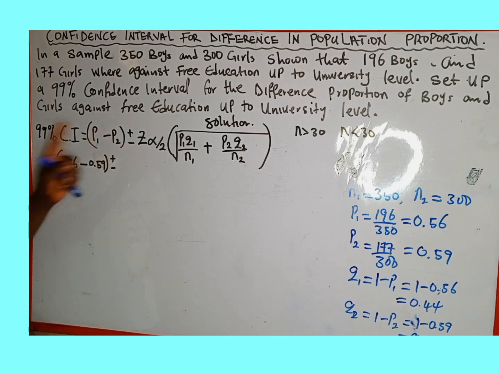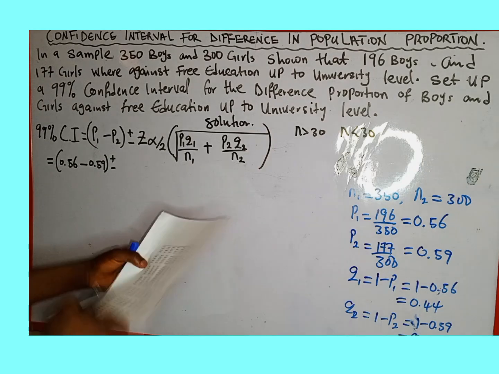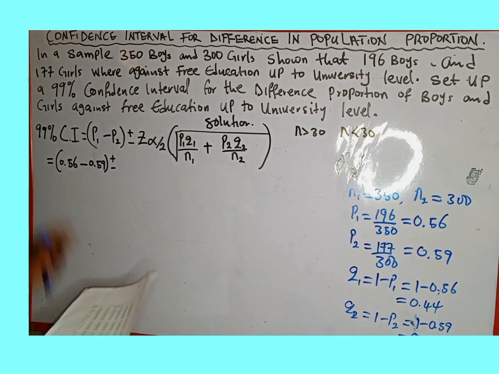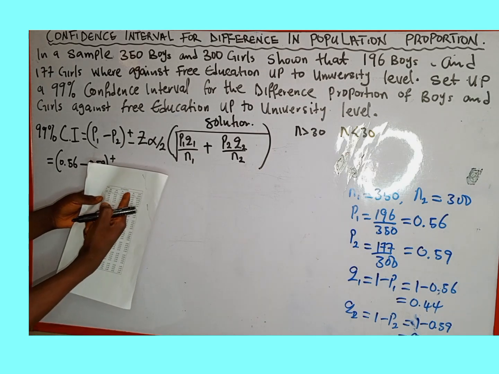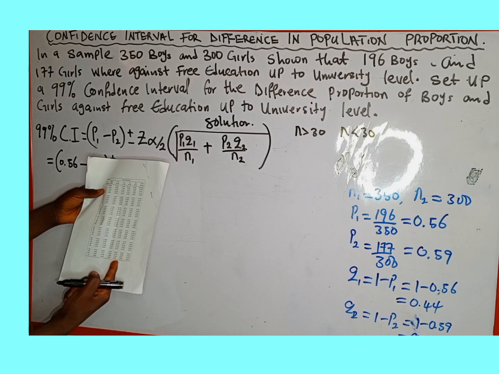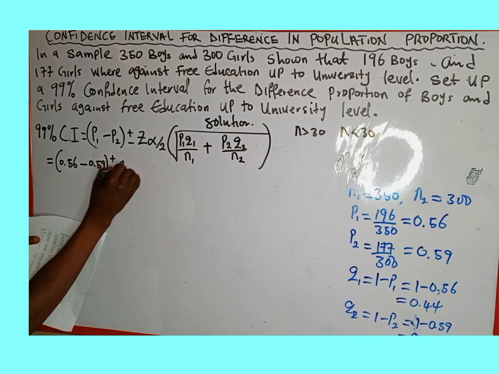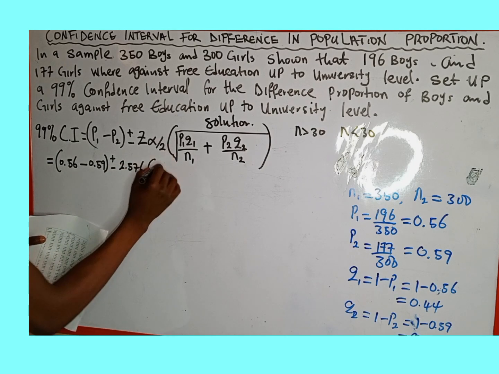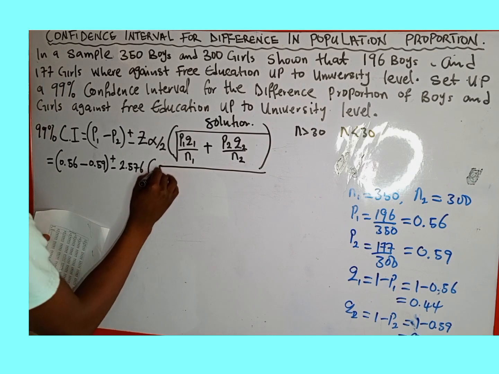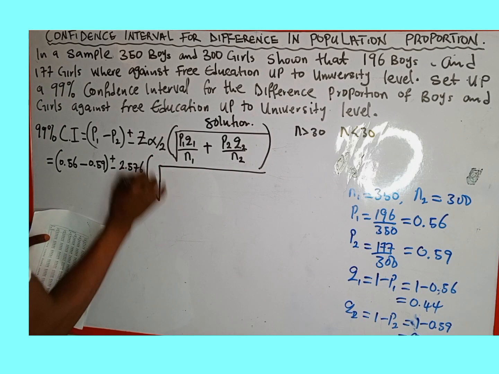Now we are going to read Z from the table. So this is the Z table, and for a 99% confidence interval, reading from the table, it is 2.576. Then multiply by the square root of, remember, the square root covers everything.